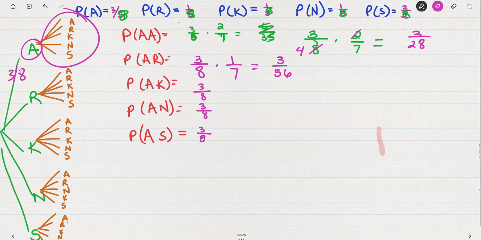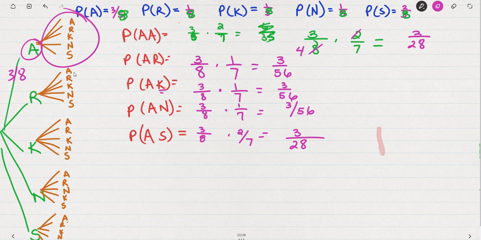But then after we have 1 tile gone, and it's an A, how many K's are left? 1. How many tiles are left? 7. After we have an A drawn, how many N's are left? 1. How many tiles are left? 7. After we draw that A, there's still 2 S's out of the 7 tiles. So you could reduce and multiply here to get 3 over 28.